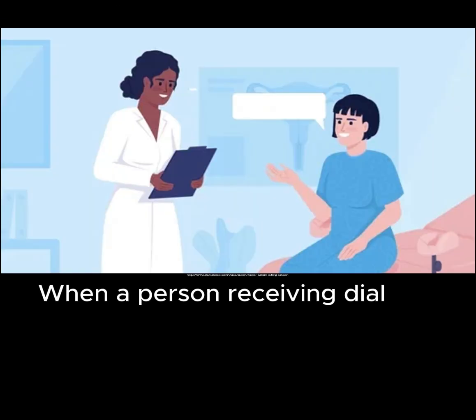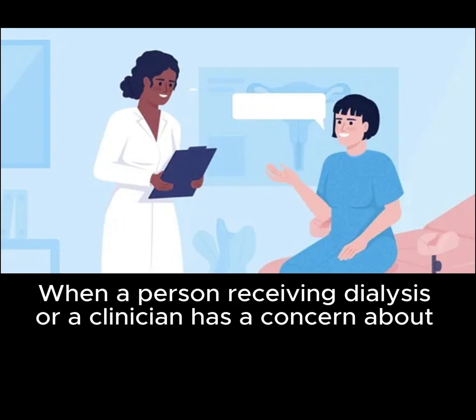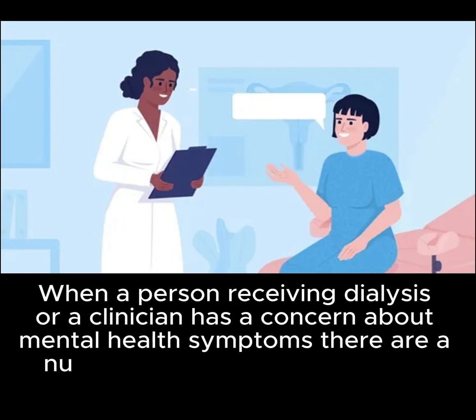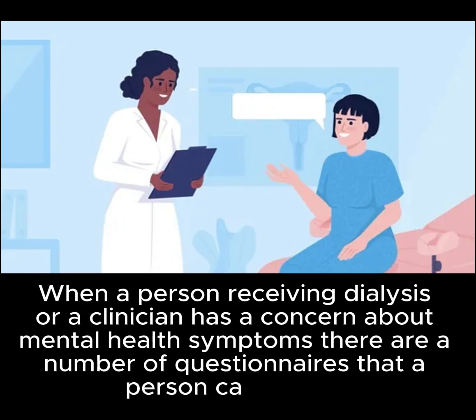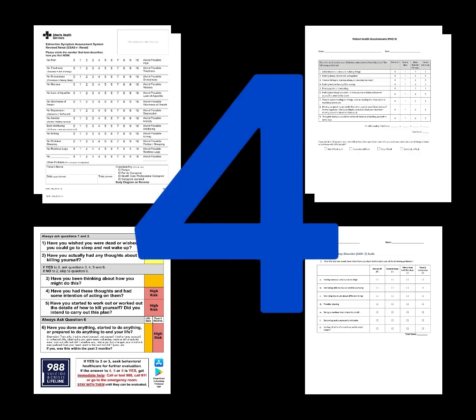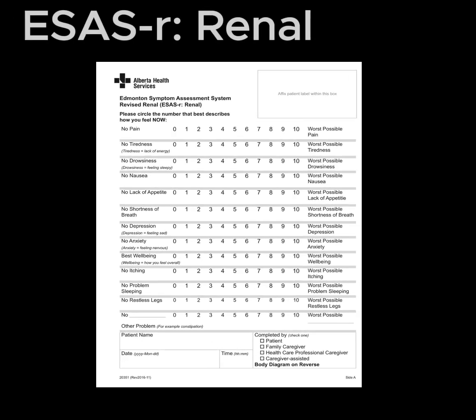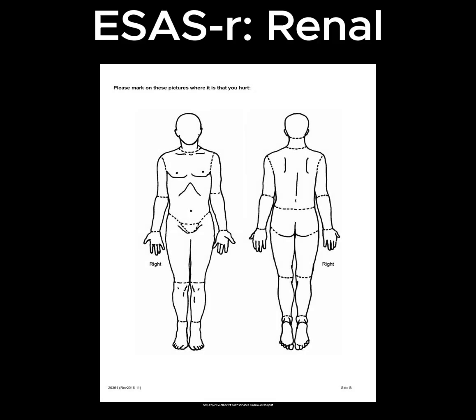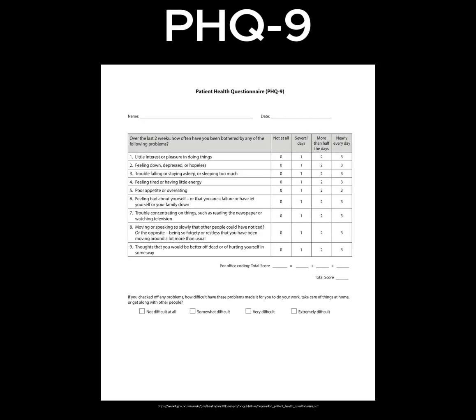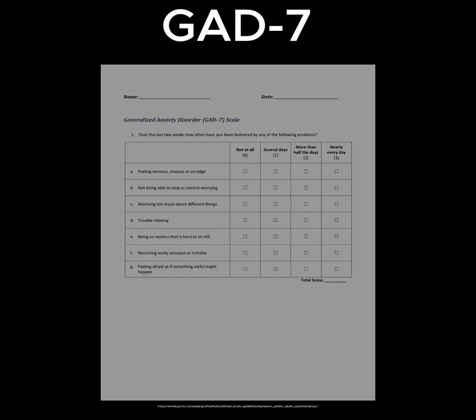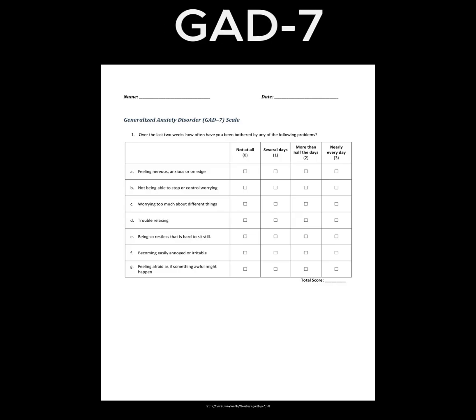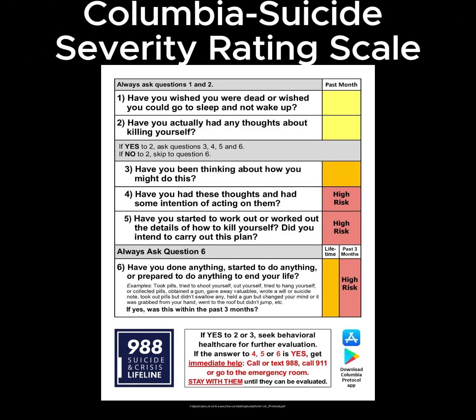When a person receiving dialysis or a clinician has a concern about mental health symptoms, there are a number of questionnaires that a person can answer. We want to highlight 4 common questionnaires used in AHS and Alberta Kidney Care: the ESAS Renal, the PHQ-9, the GAD-7, and the Columbia Suicide Severity Rating Scale.